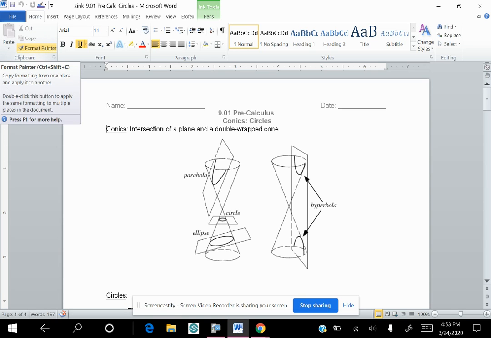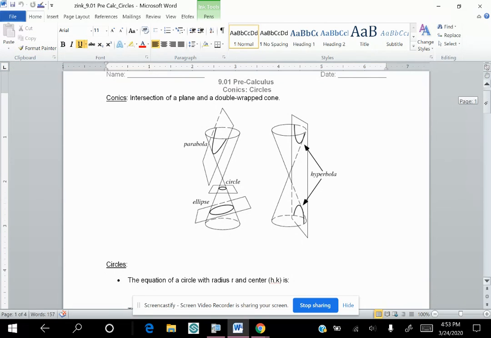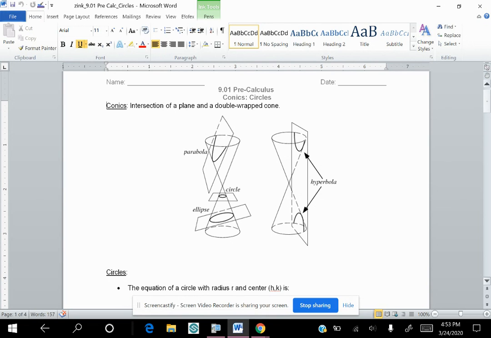Hello, we are on 9.01 today, so we're going to start a new unit in pre-calc, and it should be almost all review for you today from geometry. I know you all miss it, so here it is.